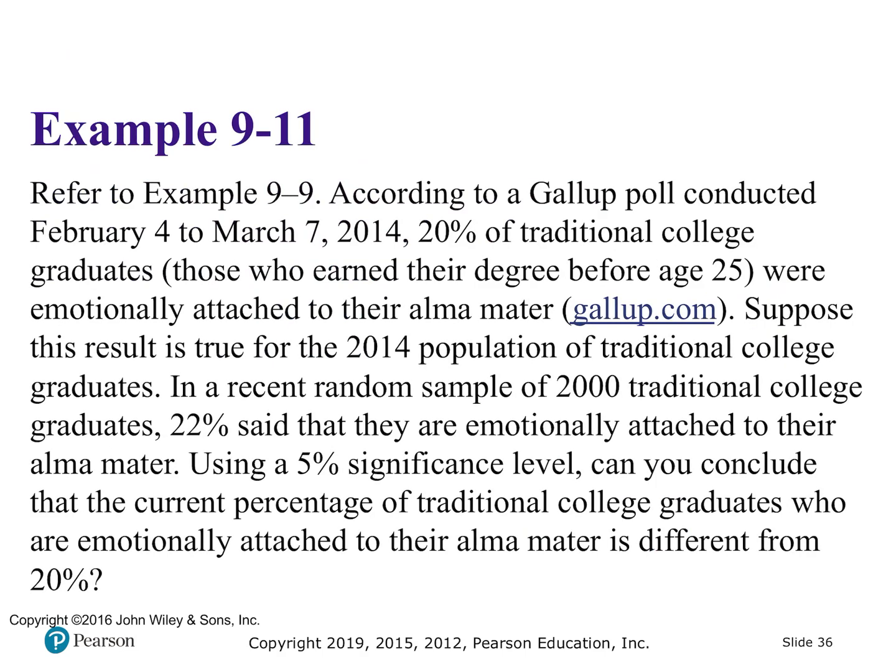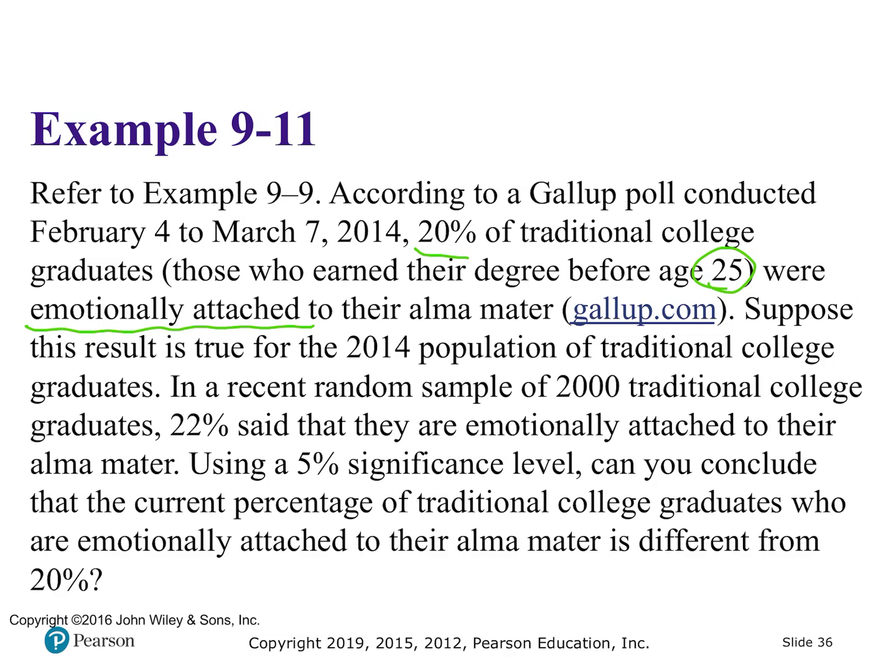Okay, so let's take a look at an example. Refer to what you could find in your book, 9.9, and I have a follow-up example, 9.11. So according to a Gallup poll from about 6 years ago, 20% of traditional college grads, these are traditional college grads who earned their degree before age 25. I guess I was 26. So I'm not a traditional college grad. So a lot of people I know weren't because of various reasons, but that's no big deal either way. They were emotionally attached to their alma mater. I'm not sure how you measure that. So some people don't even care where they graduate from, and some have an emotional attachment, especially if you live in the area. Then I suppose you have even more attachment.